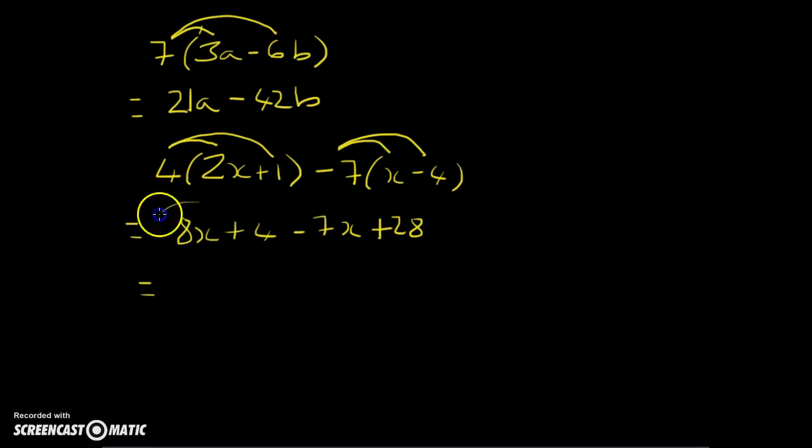Now a bit of simplification. There's your x terms. 8x subtract 7x leaves us with 1x, and then we've got the number term of 4 plus 28 gives us 32. So hopefully that's some revision for you.